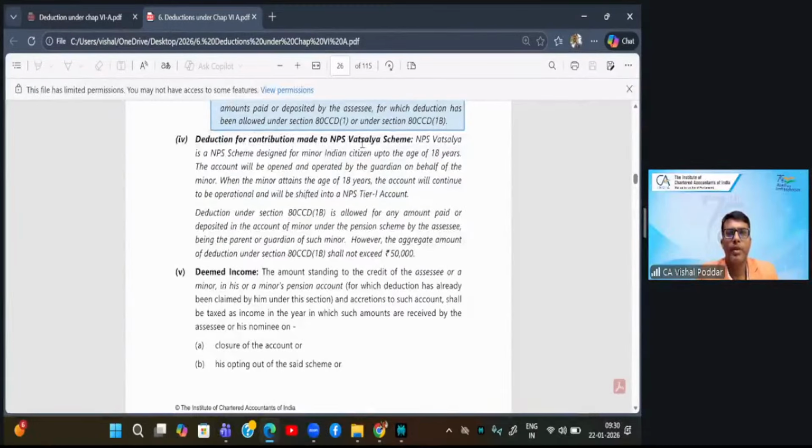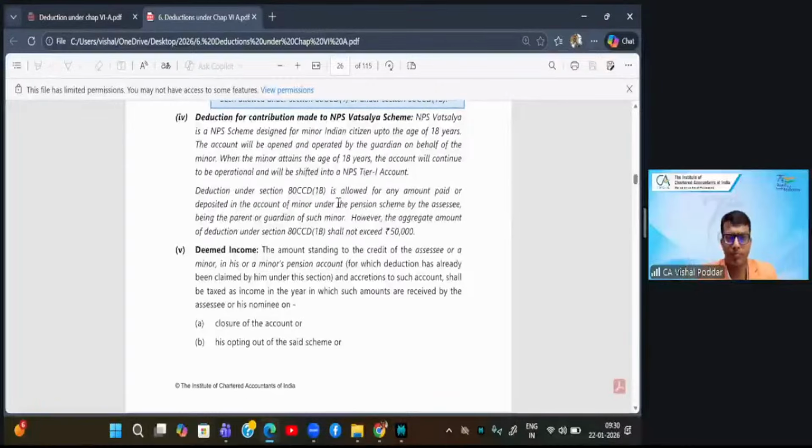Then what they say, NPS Vatsalya scheme. What is Vatsalya? It is an NPS scheme designed for minor Indian citizen up to the age of 18. That is why it is called Vatsalya. That is for smaller group of society that is below 18. The account will be opened and operated by guardian on behalf of the minor. When the minor attains the age of 18, the account will continue to be operational and will be shifted to the regular NPS scheme, which is called Tier 1.